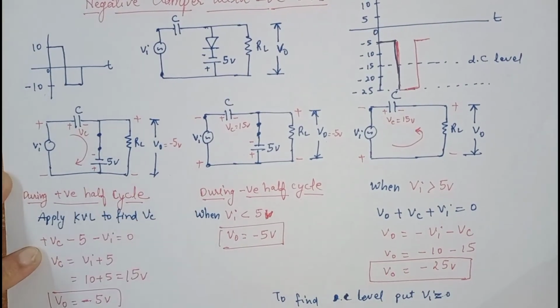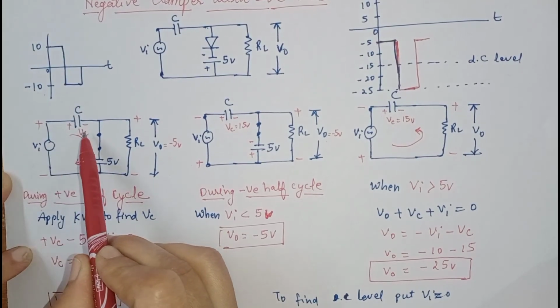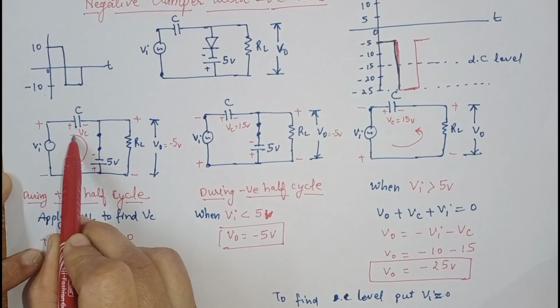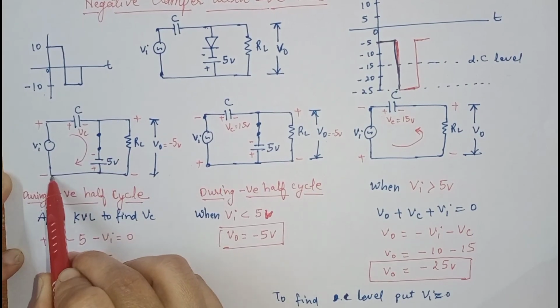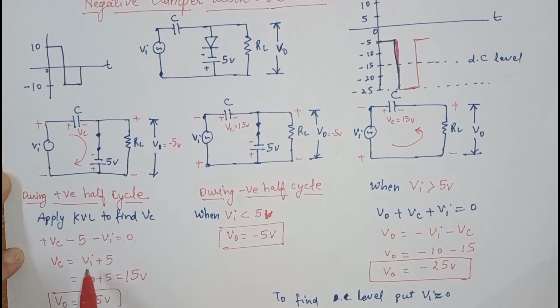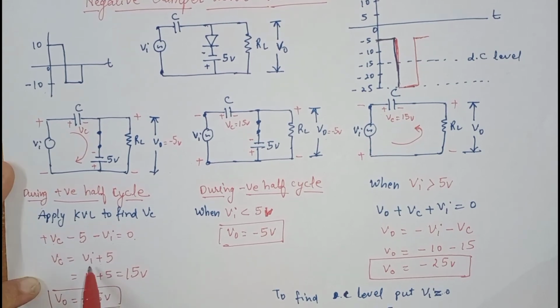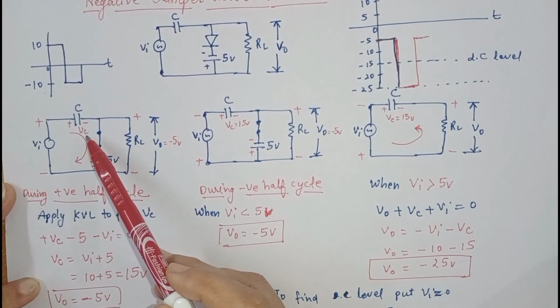We are taking the sign when the current is entering the component: plus VC, then minus 5 volt, then minus VI, equals to 0. So VC equals VI plus 5 volt. As VI, the maximum voltage of this input signal, is 10 volt, 10 plus 5 equals 15. So the capacitor will be charged up to 15 volt.